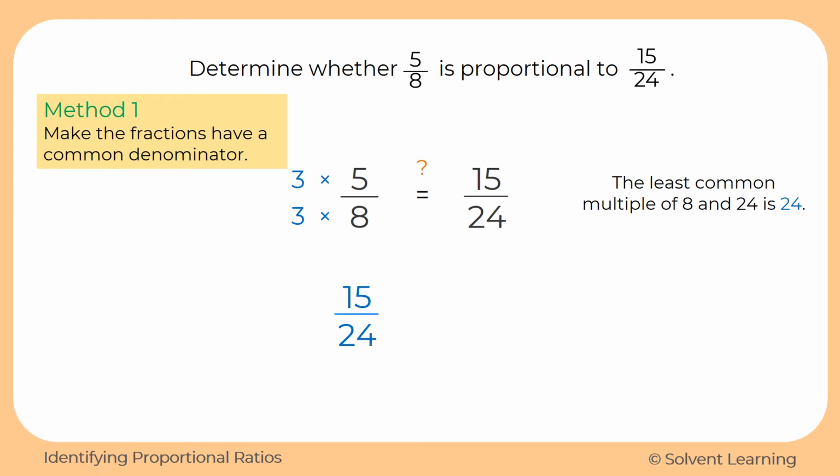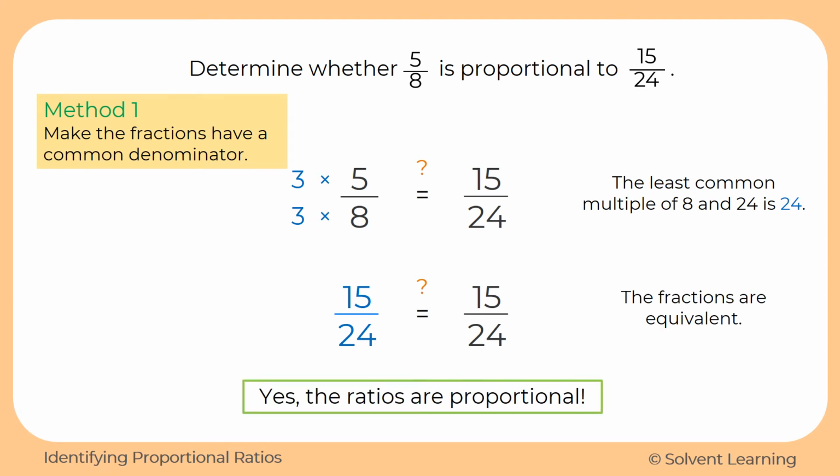And if we do that, this fraction becomes 15 over 24. And now let's see if it is equivalent to our other fraction. And it is. These fractions are equivalent, so that means that our ratios are proportional.